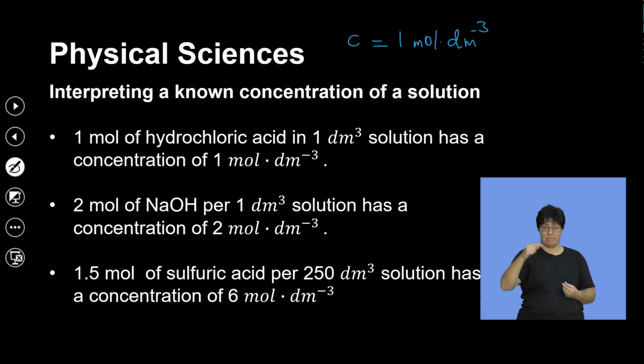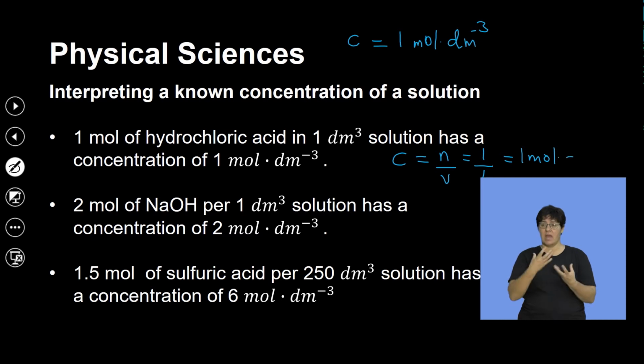Let's break this down. Let's say we've got 1 mole of hydrochloric acid in 1 cubic decimeter. What does this mean? Concentration equals the number of moles divided by the unit volume. If we have a mole divided by a unit volume, then we get 1 mole per cubic decimeter. That's what we get. So what does 1 mole per cubic decimeter of solution tell us?